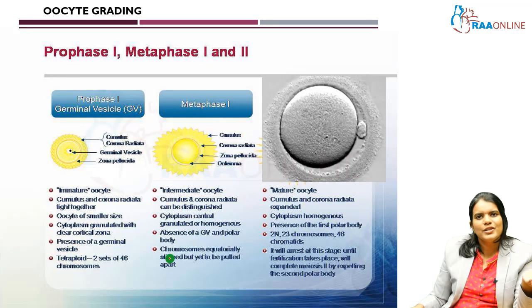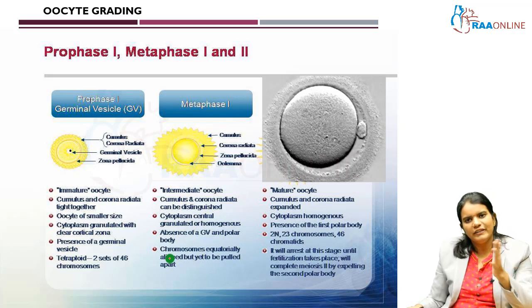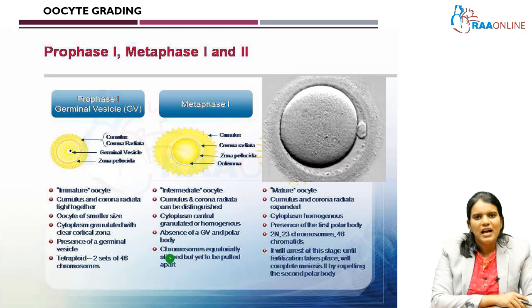Okay. And once you get the oocytes, you grade them. You give it to the embryologist in the embryology lab and they grade them. So, there is prophase 1, there is metaphase 1, and then there is metaphase 2 oocyte. Prophase 1, or the germinal vesicle, is an immature oocyte. Metaphase 1 is an intermediate oocyte. And the mature oocyte which we aim for is actually the M2 oocyte.